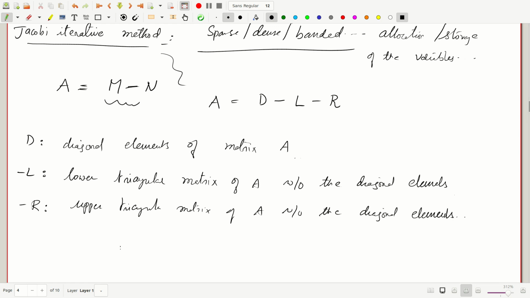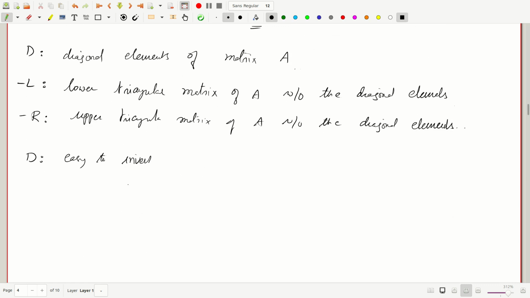That's basically D minus L minus R times x at k plus 1 equals B. In this particular case, D is a diagonal matrix, and in the Jacobi method, D is easy to invert, right? So M will be considered as D and N will be considered as L and R. If that is the case, we can write the iterative formula as D times x at the k plus 1th iteration equals L plus R, we are bringing it to the right hand side, times x at the kth iteration plus B. Okay, so that's what we have.